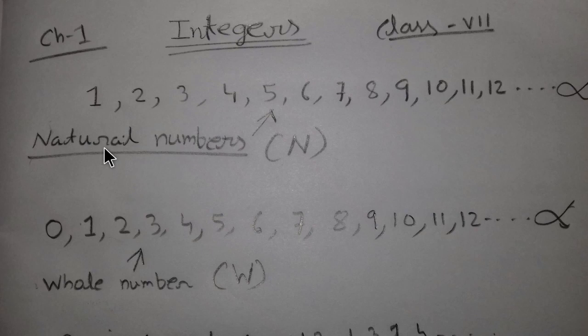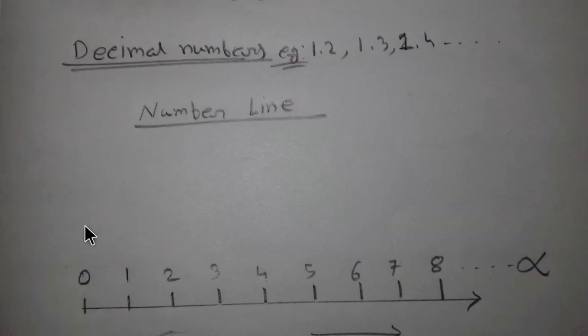So you may be thinking about another kind of number, that is decimal numbers. So where is it? Decimal numbers like 1.2 and 1.3 or 2.4 and many more, these are actually placed between the whole numbers or the natural numbers. As these are floating numbers, we cannot express them in this number line or in this number series. So we will discuss decimal numbers later.